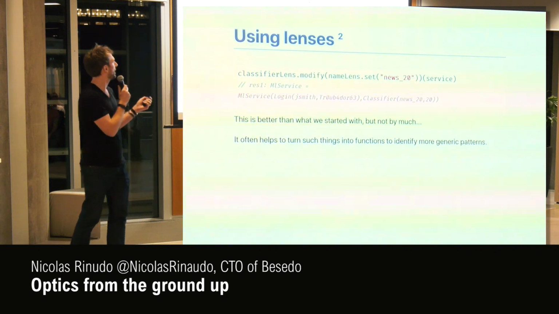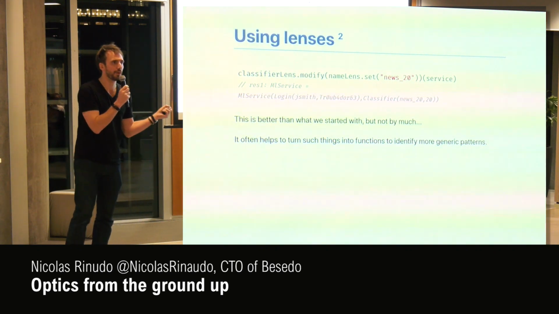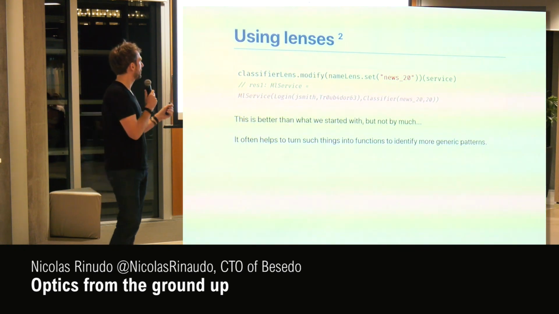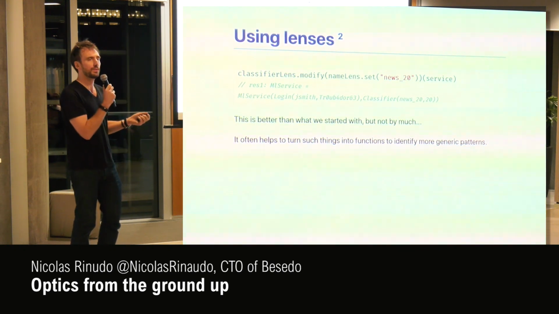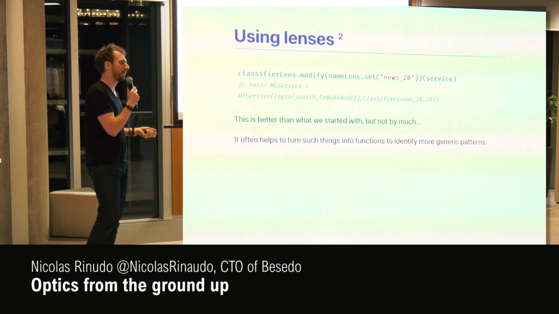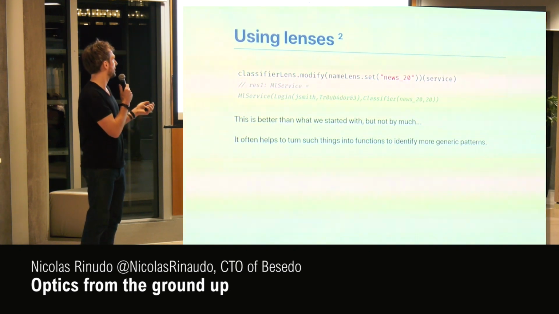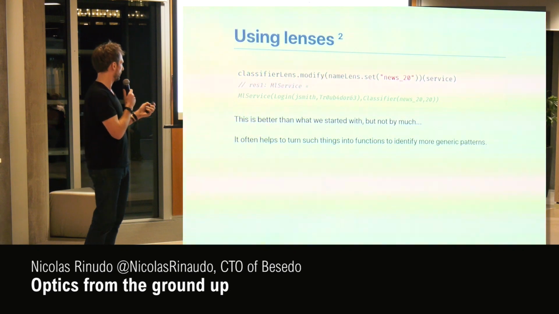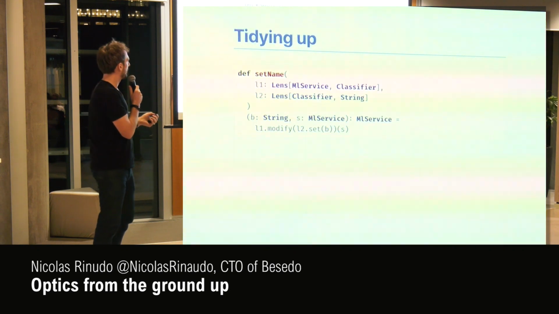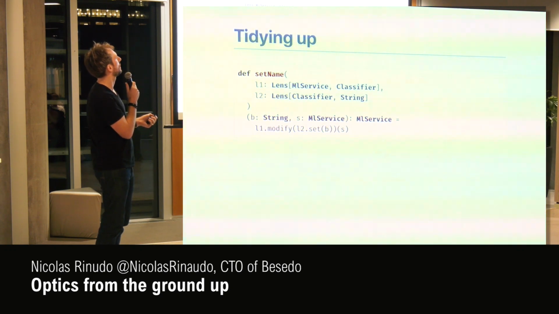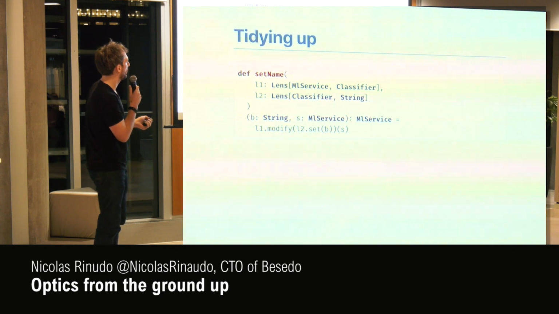And usually, when I have this kind of code that I want to clean up, the way I do it is I put everything into a function, put everything into parameters, and see whether I can come up with a generic pattern that will allow me to make it beautiful. So let's try to do that. Let's write this setName method, which takes our two lenses, so our lenses from the main service into classifier, and from classifier into a string, and that is basically the implementation of what we had before, just copy and paste with string names.